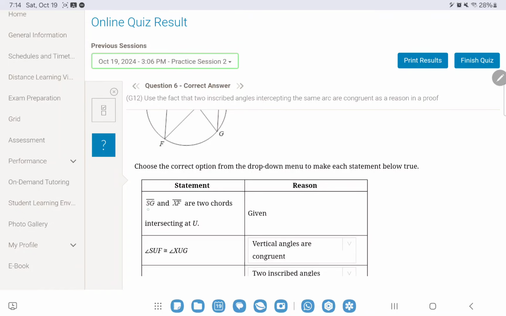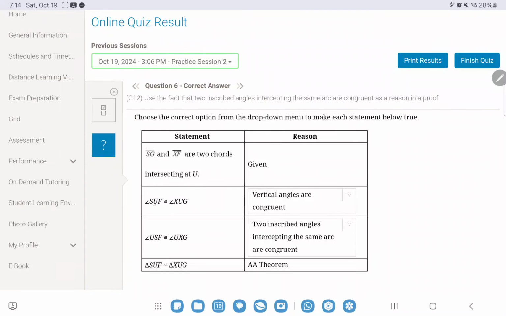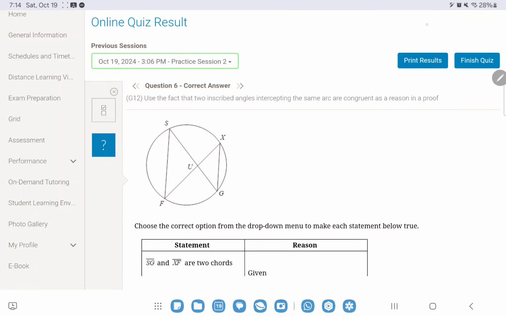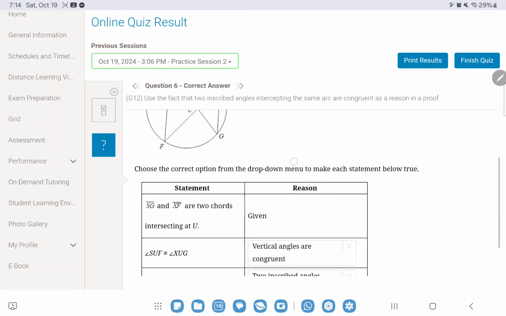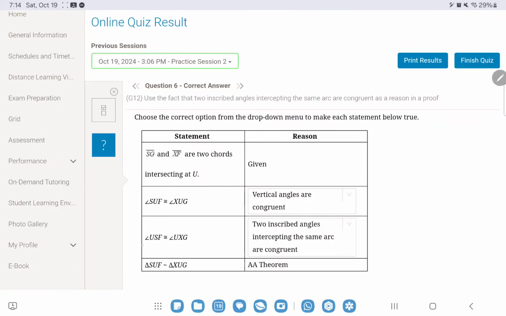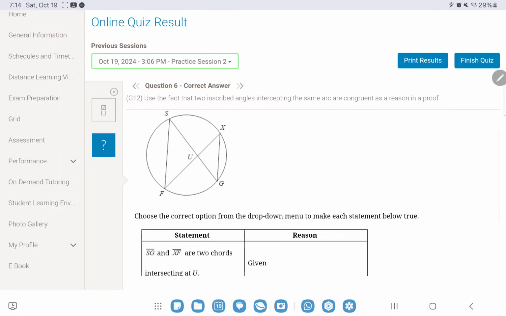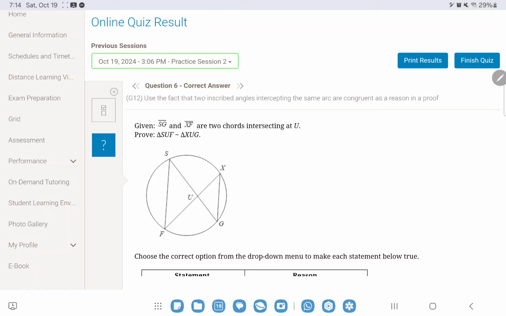So let's see. The given is that SG and XF are two chords intersecting at U, and that angles SUF and XUG are congruent. Why? They're congruent because they're forming an X. They're vertical angles, and vertical angles are always congruent. So that's the reason for this one. Now angles USF and UXG are congruent. So it's USF, UXG.